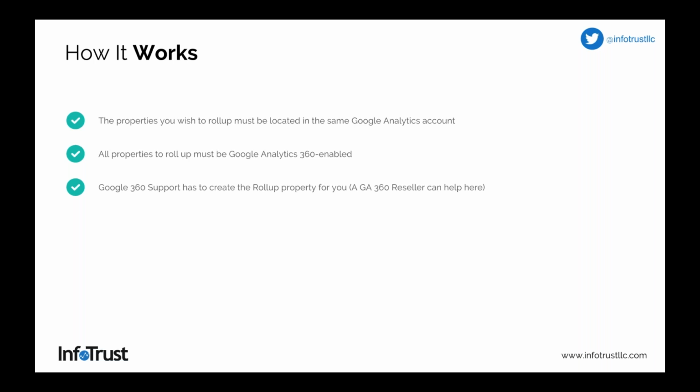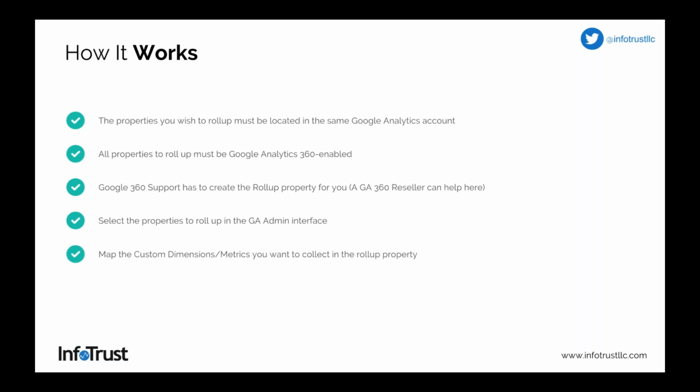It's kind of funky right now. I'm not quite sure why it's still required that you reach out to Google, but this is where your GA360 reseller can help out. They'll reach out to Google for you, and then Google will create that roll-up property. So you can start selecting all the different properties to roll up in the GA admin interface. I have an example screenshot here, and a couple more slides, that show you what that process looks like in Google Analytics.